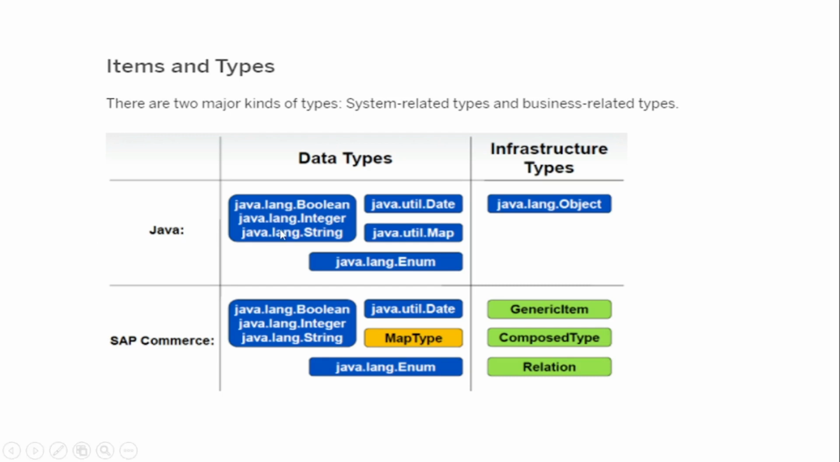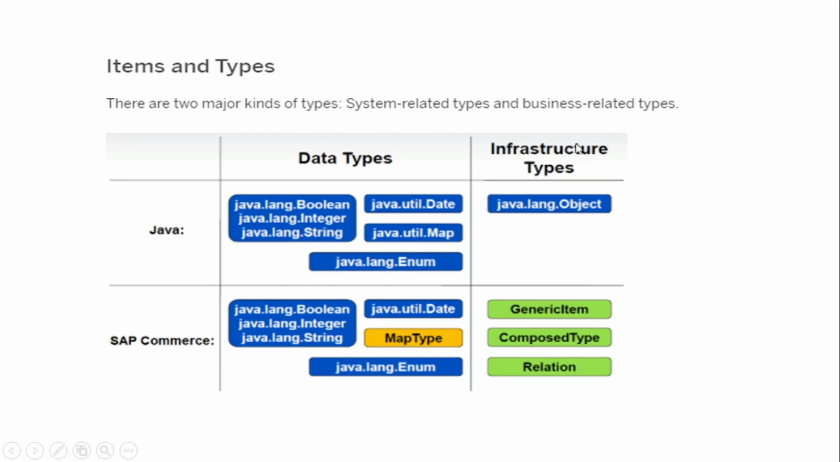Here these are the Java data types we are seeing: boolean, integer, string, date, map, and enum. These are the default data types we are using in Hybris as well. And apart from Java, in SAP Commerce they have some map type as well, and enum type, that is also a special enum type in Hybris, which we will discuss later.